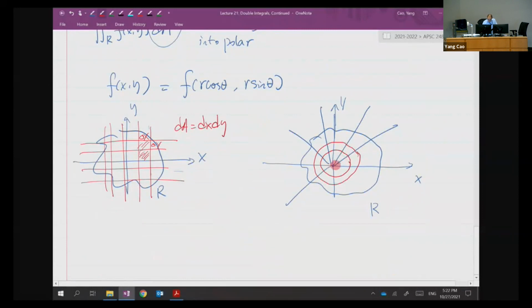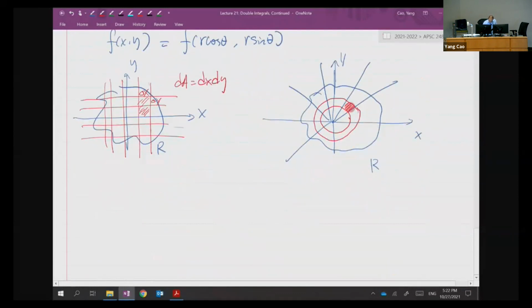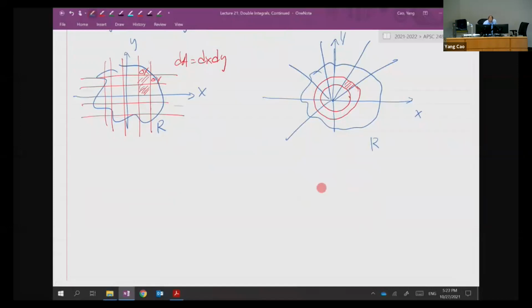You dissect this region R using these radial lines and also a whole bunch of concentric circles. Then you're creating a small patch like this. This little patch is very much the little patch you created under Cartesian coordinates. So let's explore a little bit more, just to examine that small patch. What would be an expression for that? Let's focus on that one little area.